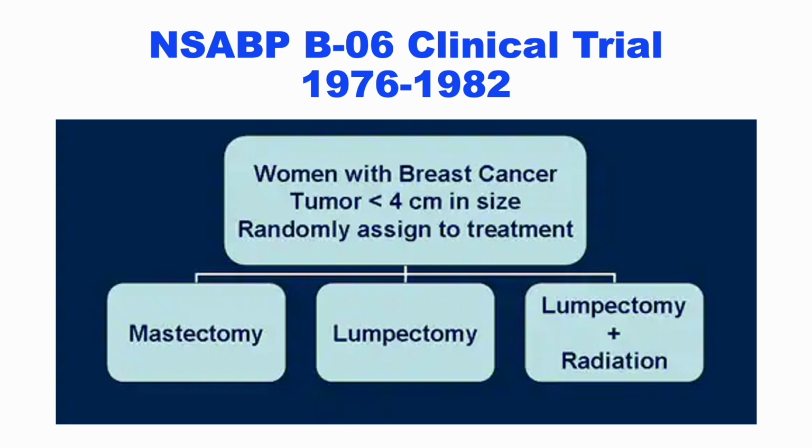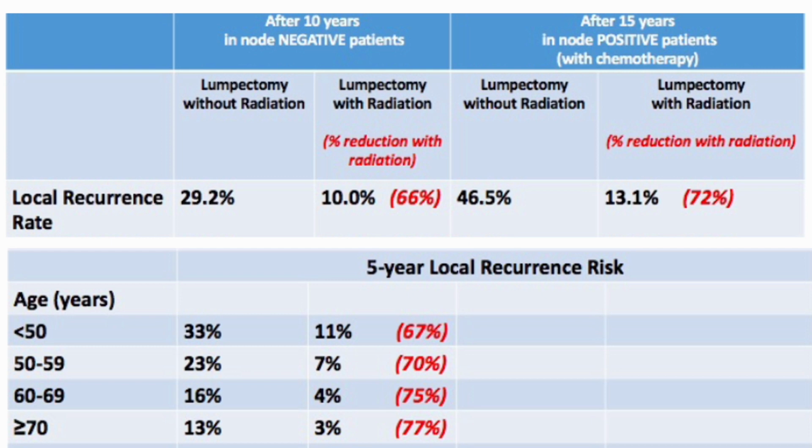But what I want to focus on here is the lumpectomy versus lumpectomy radiotherapy group, because that's relevant to the current discussion. The outcome data for the trial is shown here. The 10-year local recurrence rate is included for patients with no negative disease, and the 15-year local recurrence rate is included for patients with no positive disease. In the lower part of the slide, the recurrence rates are stratified by age.